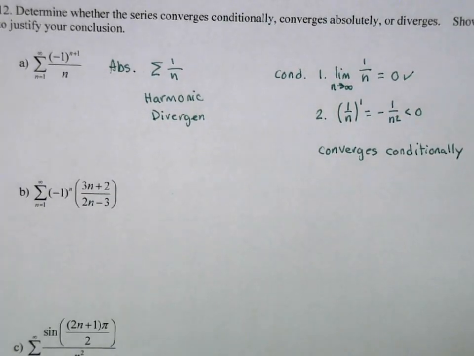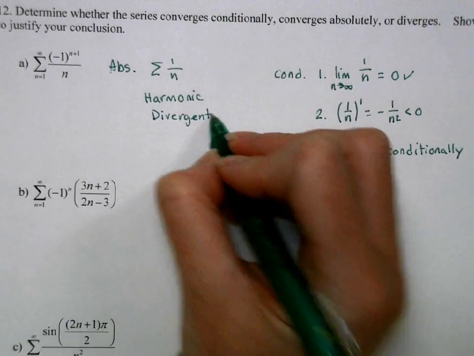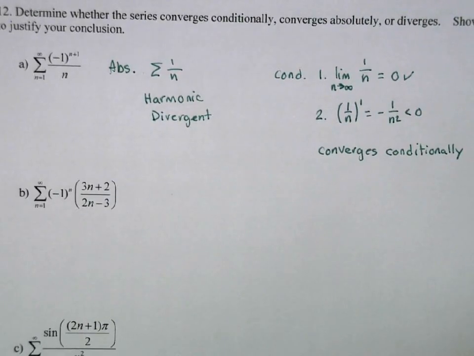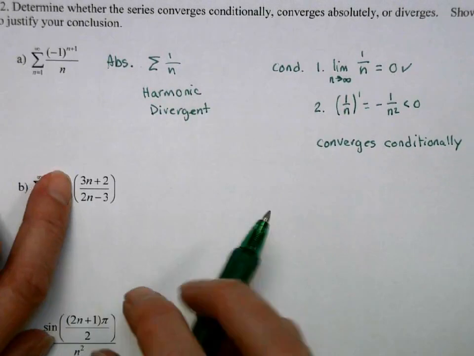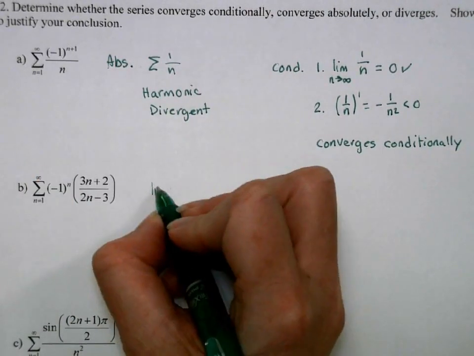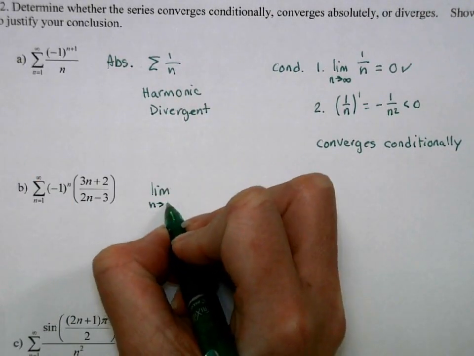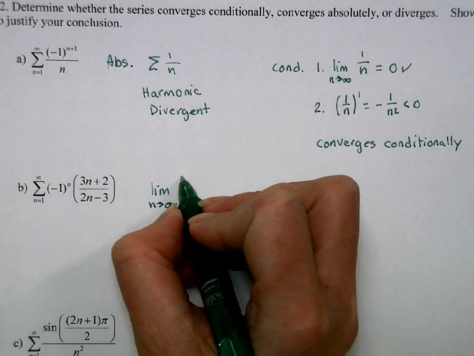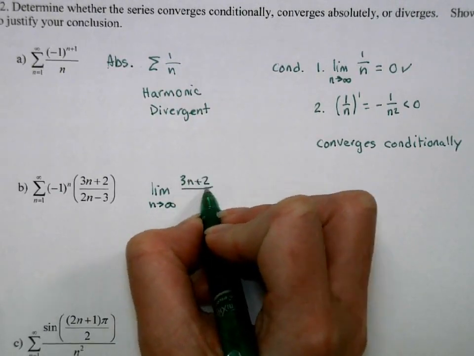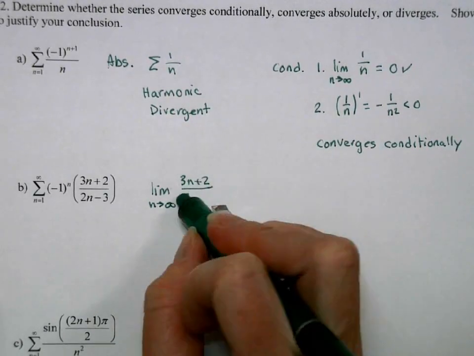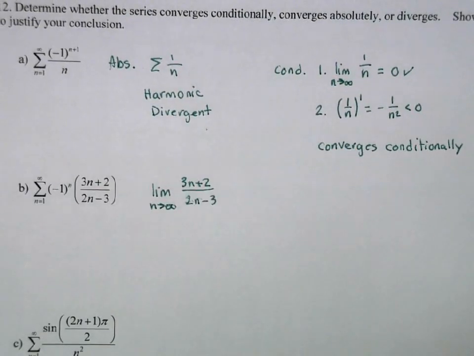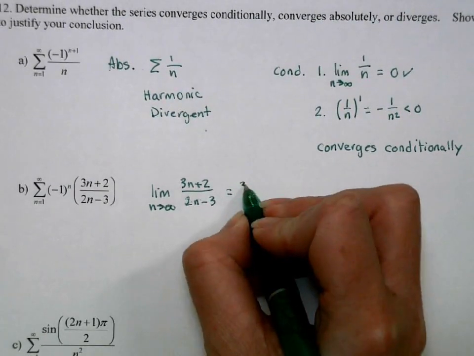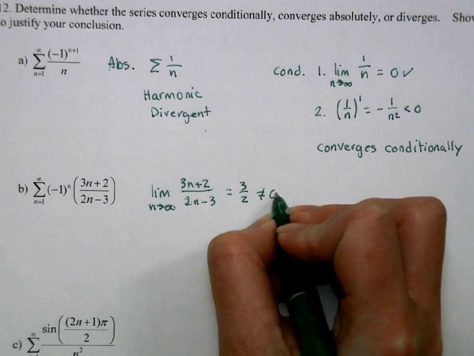This next one, if I look at this, okay, take away this or not, the limit as n goes to infinity, so we get 3 halves here, which doesn't equal 0. And that's going to be the case whether we have an alternating piece or not. This series is just not going to converge.